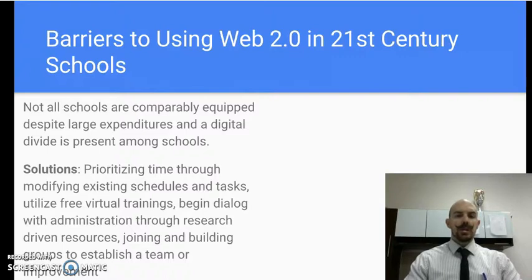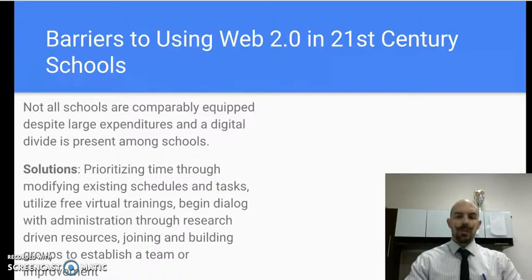Some solutions to this could be prioritizing time, if we're addressing that time issue, creating schedules and tasks that help utilize this technology. In thinking about training for staff and for students, there are tons of free professional development opportunities and trainings. For the administrative standpoint, there needs to be an ongoing dialogue created by teachers and the administration to address issues like this and find the gaps. And then joining building groups.